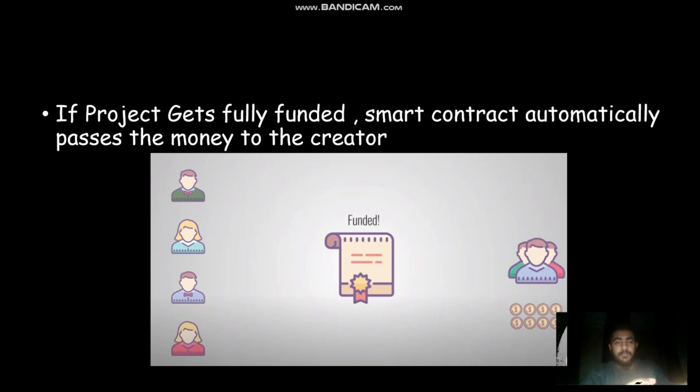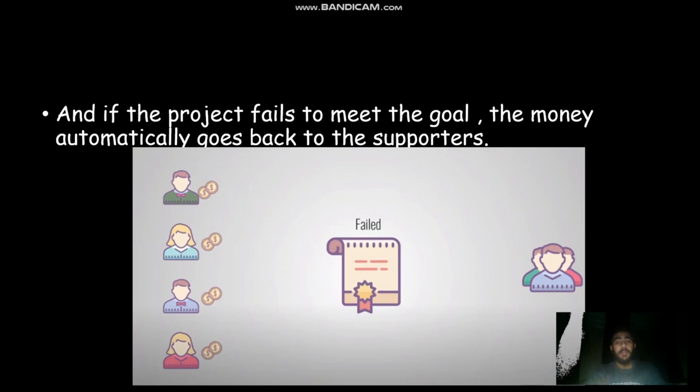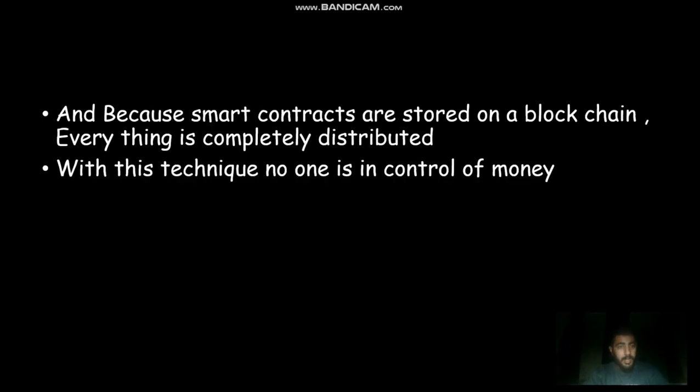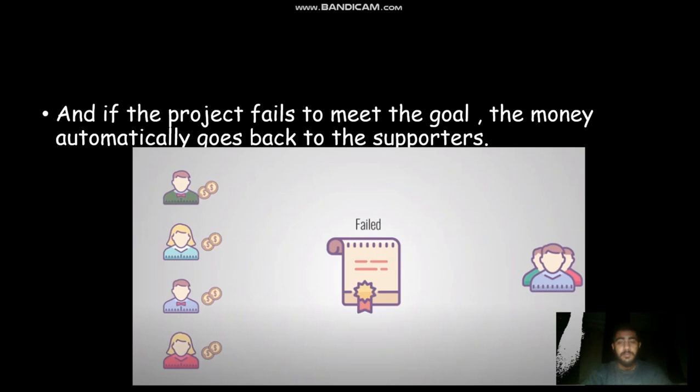If the project gets fully funded, the smart contract automatically passes the money to the creator. And if the project fails to meet the goal, the money automatically goes back to the supporters. Because smart contracts are stored on a blockchain, everything is completely distributed. With this technique, no one is in control of the money. One plus point I want to mention is that there is no third-party platform like Kickstarter involved in any of these transactions.